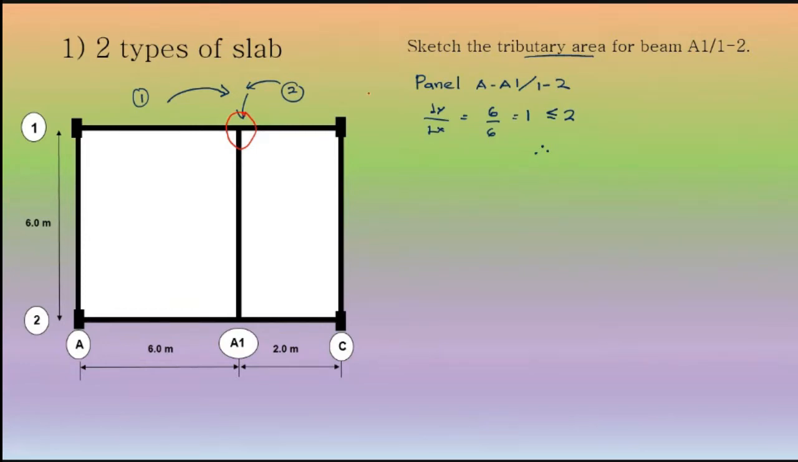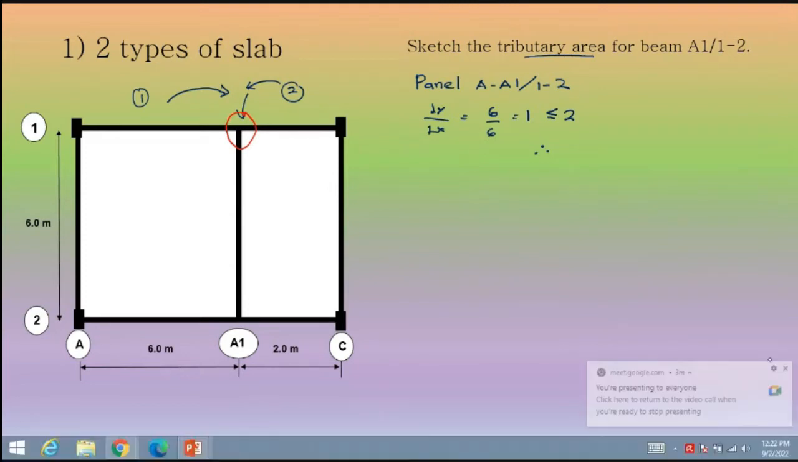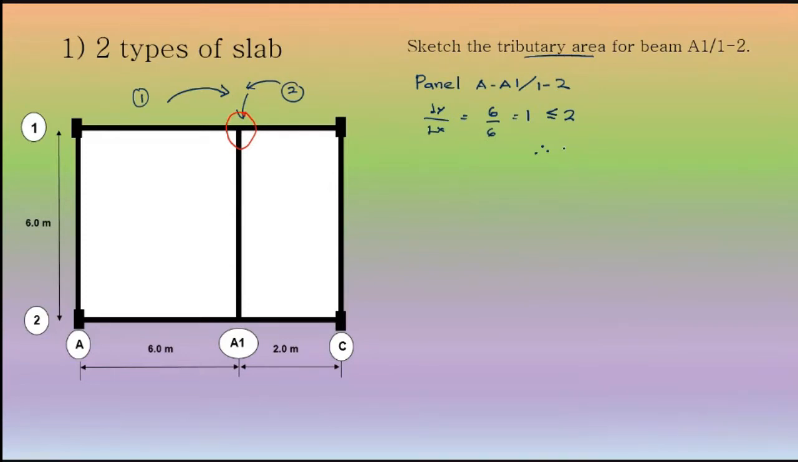A1 stroke 1, 2. Okay, so sini kita ada Ly over Lx is 6/6, kita dapat 1. So 1 is less and equal to 2. So kalau less than 2, one way or two way? Two way. So you kena tulis two way spanning slab, sebab yang ni ada markah. You jangan tinggal macam tu je. So you kena state this is a two way spanning slab.